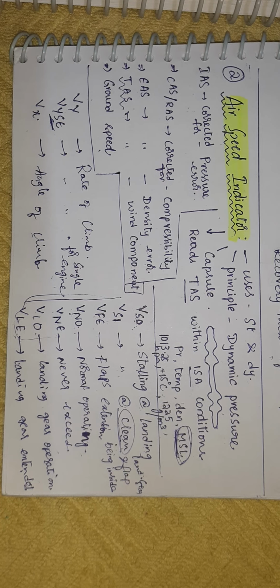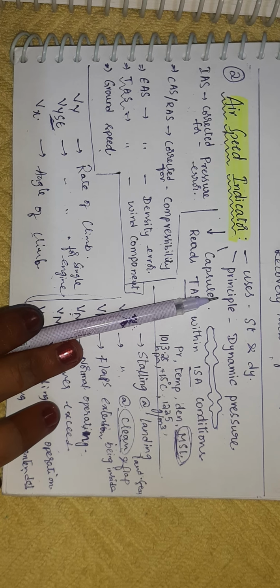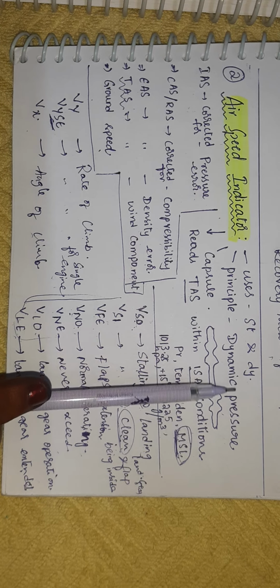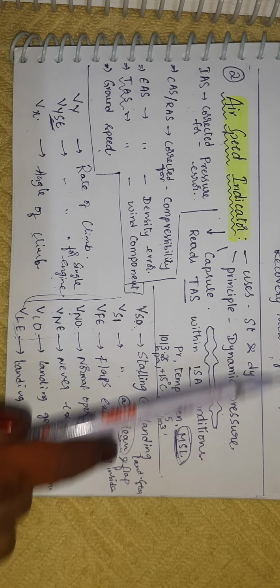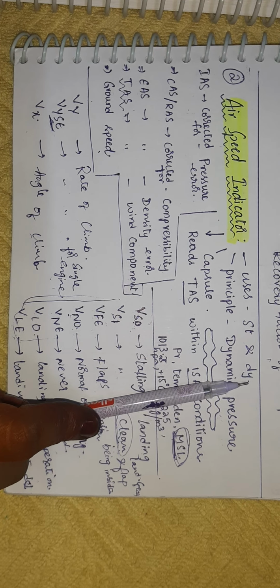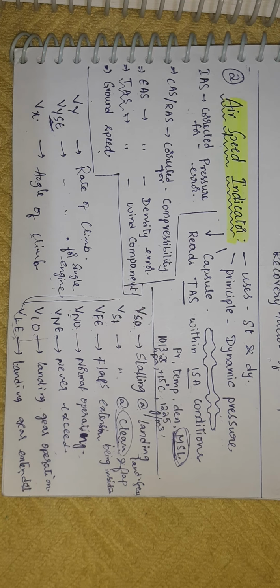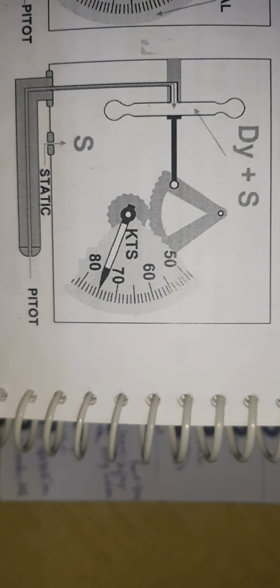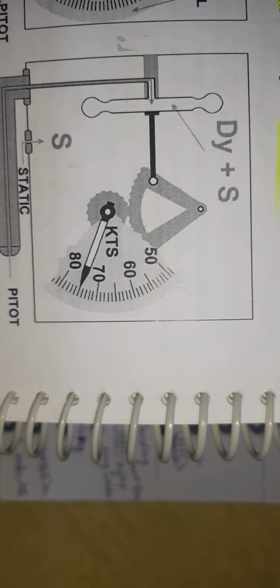Airspeed indicator. The airspeed indicator uses both static and dynamic pressure, and the principle is dynamic pressure. It uses dynamic pressure mostly, but within the instrument there will be both static and dynamic pressure. See, in the airspeed indicator, I'll show you the diagram. This is an airspeed indicator.